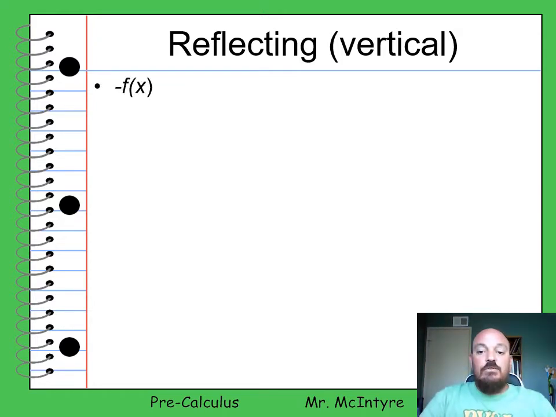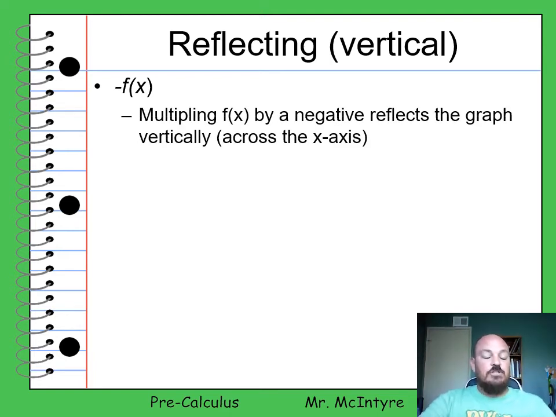Okay, reflections. A reflection happens when you make something negative, or probably a better way to think of it, if you multiply by -1. If you multiply anything by -1, it will end up being a reflection. So if I take my whole function, f of x, and I multiply it by -1, I get negative f of x. That's a vertical reflection. Remember, anytime I do something to f of x, it's vertical, and anytime I do it to x, it's horizontal. So multiplying your function f of x by a negative number reflects the graph vertically, or across the x-axis.